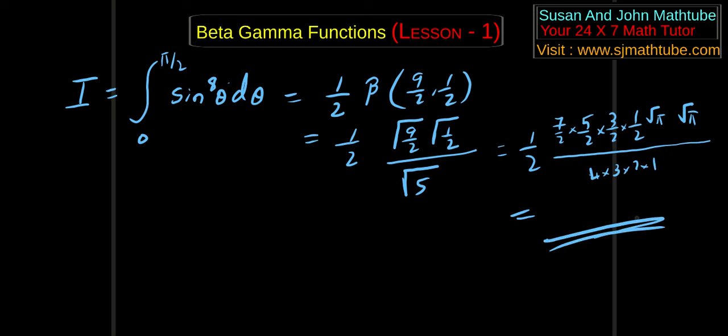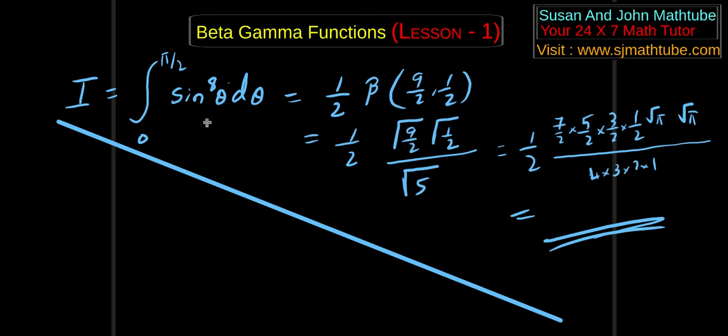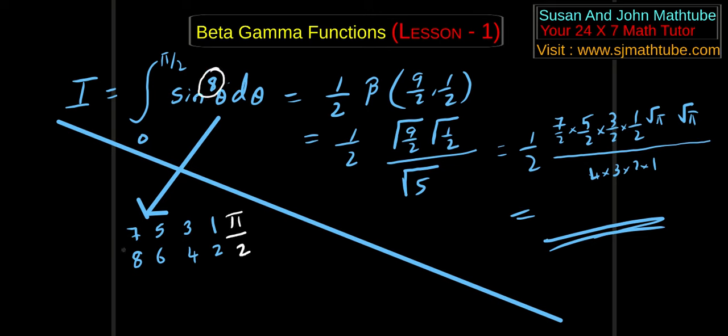Okay, so that's up to you. But option number 2, look at this and you know exactly what I'm going to do. That is the reduction formula. The reduction formula is very easy. Just write 8, 7, 6, 5, 4, 3, 2, 1. And the power is even, so we end up with pi by 2. And that's it. You get the answer.